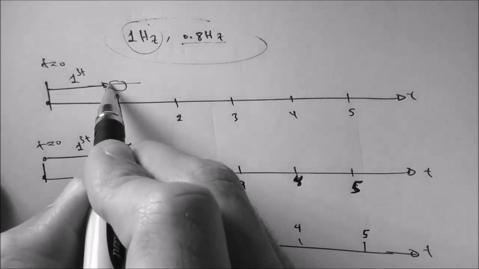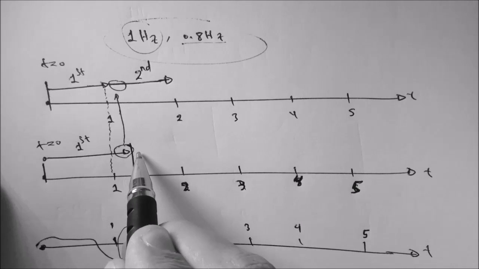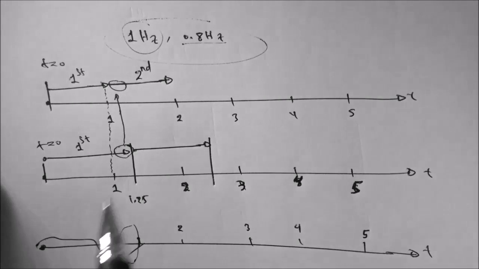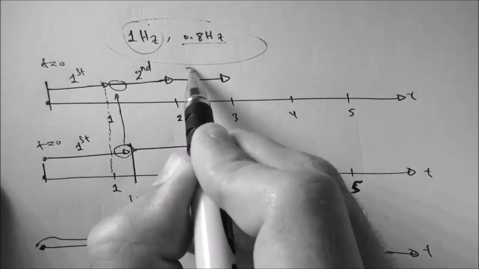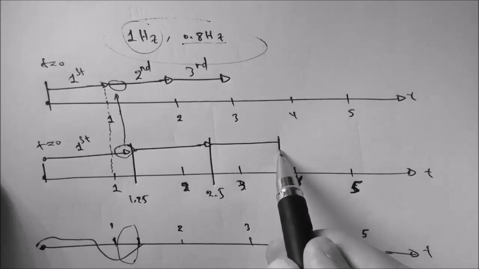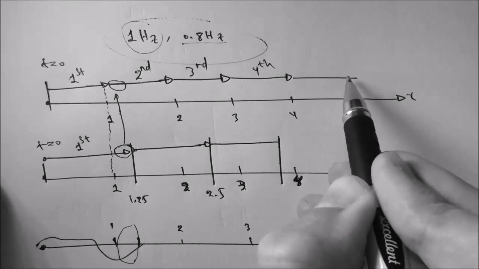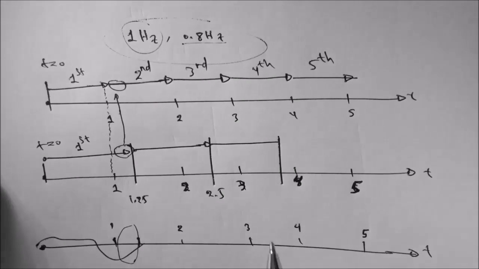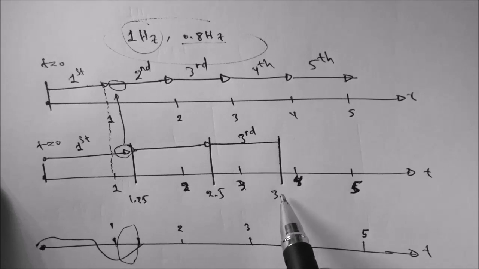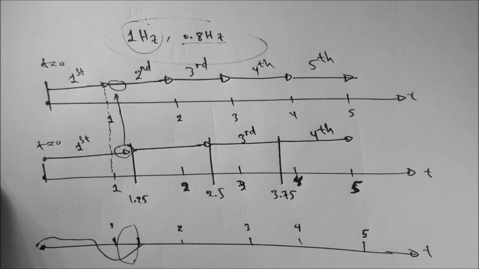So going on with this, the first signal starts the second cycle from t equals 1 and ends at t equals 2. And the second signal starts from t equals 1.25 and ends at t equals 2.5 seconds. The first signal starts its cycle from t equals 2 and ends at t equals 3, and the second signal starts from t equals 2.5 and ends at 3.75. The first signal starts from t equals 3 and ends at t equals 4. This is the fourth cycle, and the fifth cycle ends at t equals 5, while the fourth cycle of the second signal starts from t equals 3.75 and ends at t equals 5. So this is the end of the fourth cycle of the second signal.